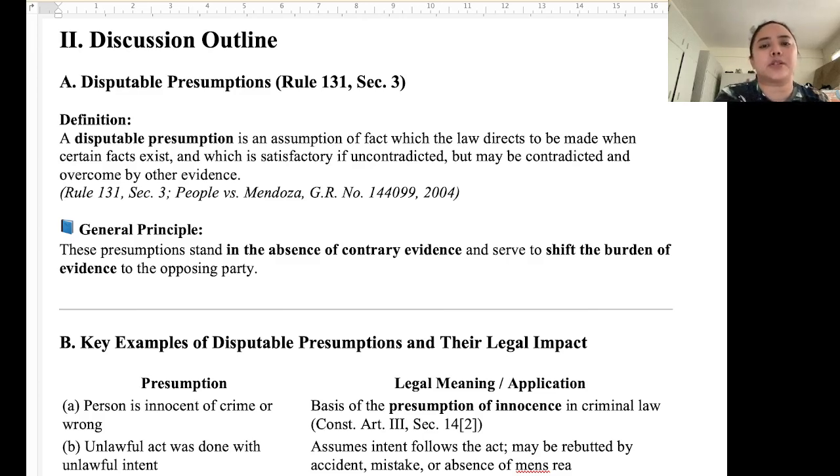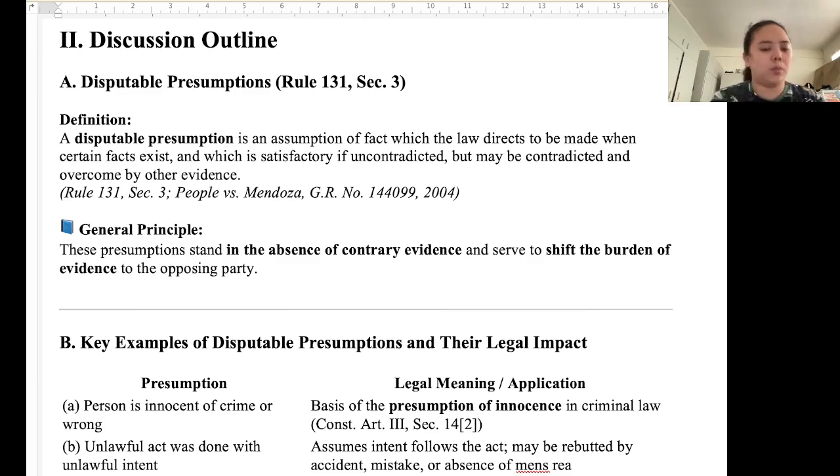Okay. So the general principle, these presumptions stand in the absence of contrary evidence, and they serve to shift the burden of evidence to the opposing party. So, if gusto mo i-dispute as the opposing party, yes, you may dispute it, you may contradict it, you may overcome it, but you have to have evidence, okay, if you're the opposing party.